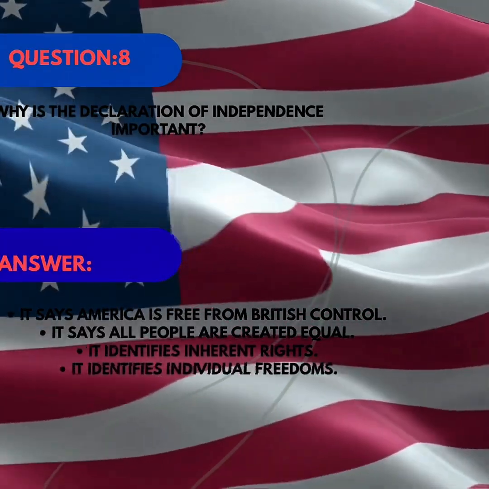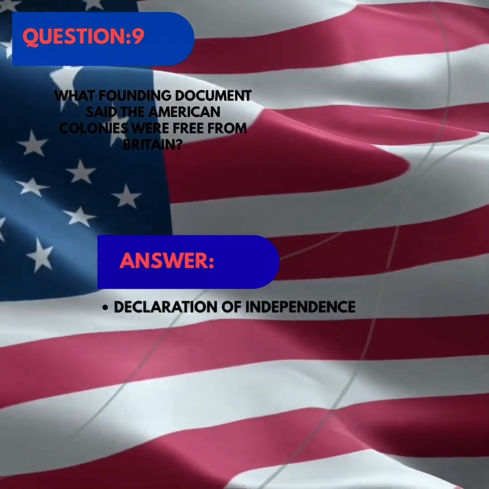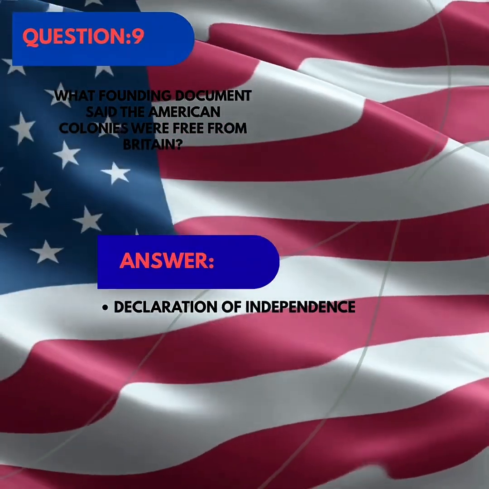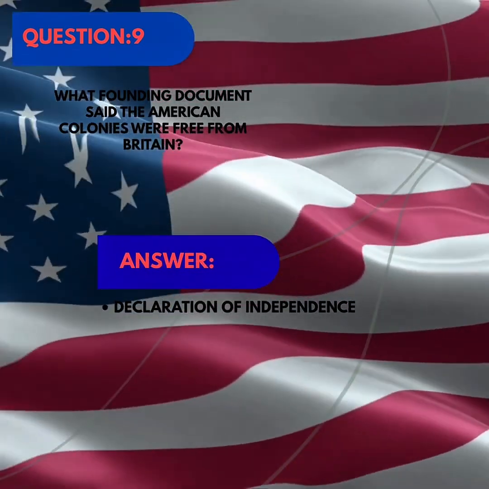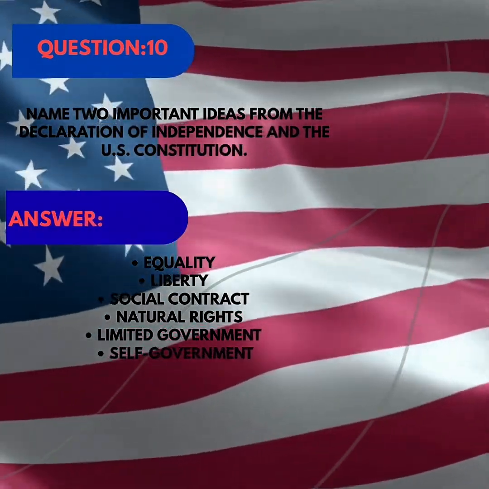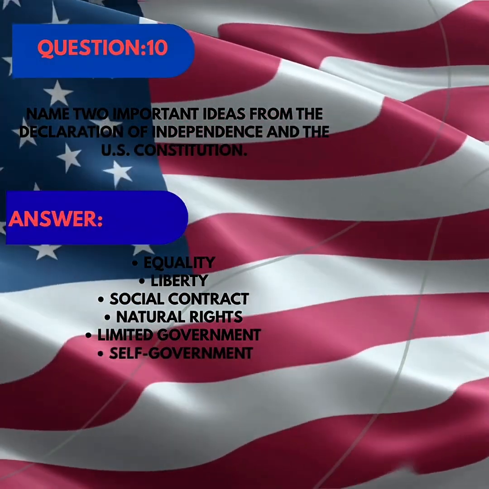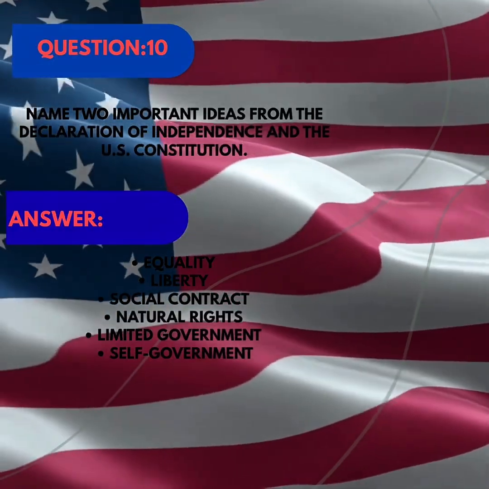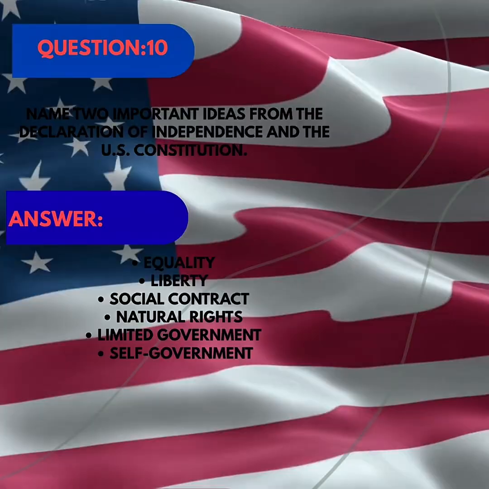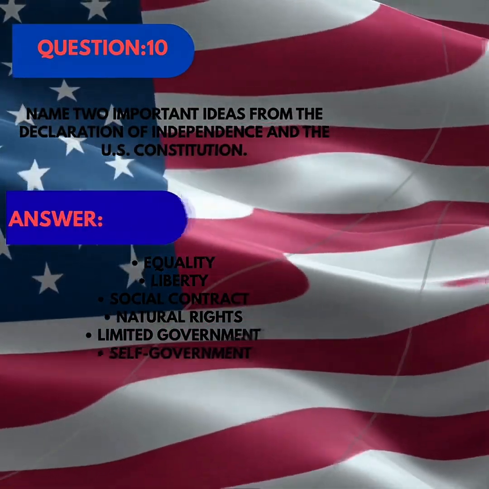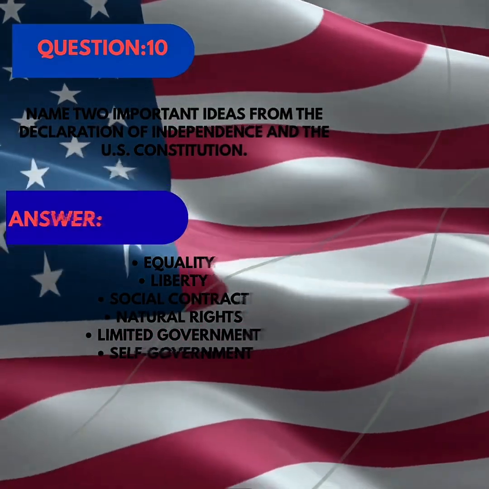and individual freedoms. Question 9. What founding document said the American colonies were free from Britain? Answer. The Declaration of Independence. Question 10. Name two important ideas from the Declaration of Independence and the U.S. Constitution. Answer. Two important ideas are equality and liberty. Other ideas include the social contract, natural rights, limited government, and self-government.